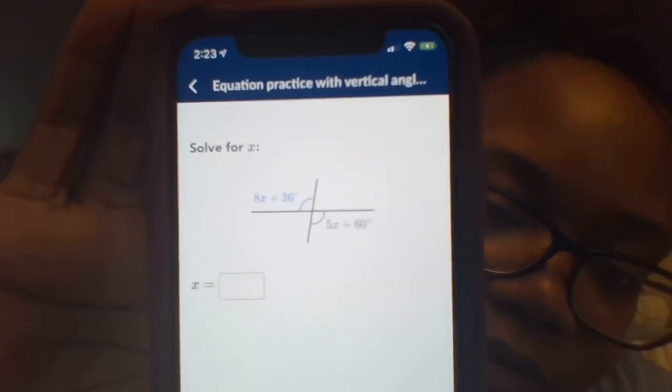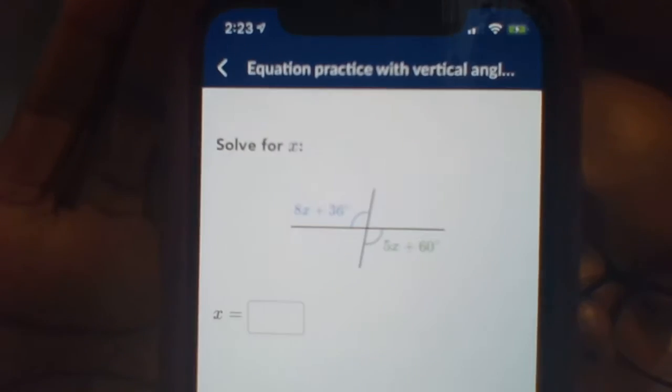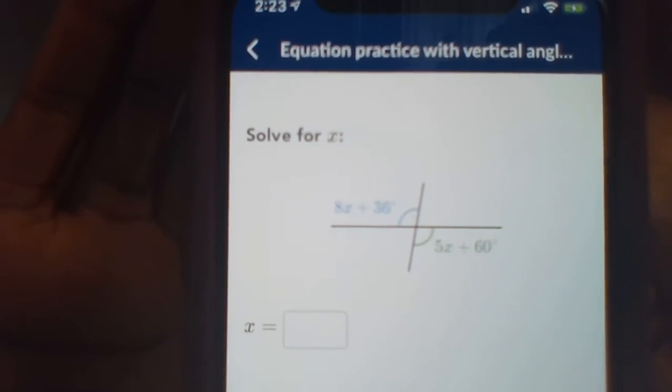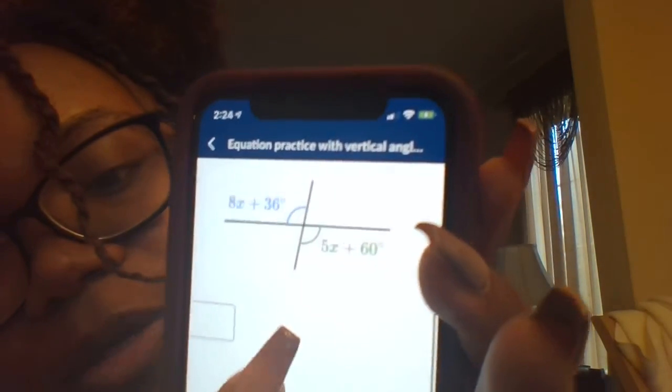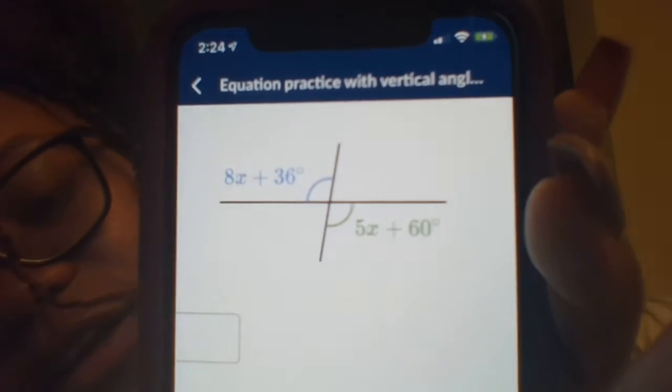This is the first problem in the Khan Academy set. Sorry, wait for it to focus. Yeah, that's better.